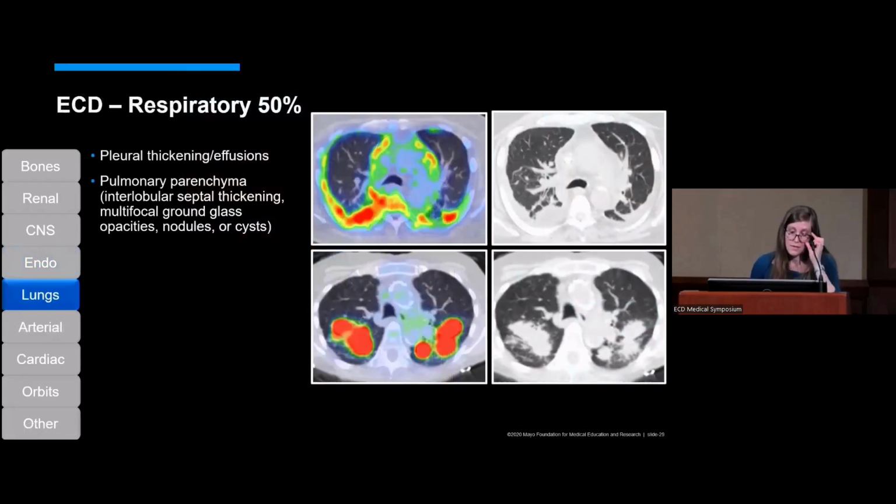Moving on to the lungs, the involvement of the lungs is pretty nonspecific on PET CT and CT of the chest. Commonly, you get pleural involvement or pleural thickening, as you can see in the top images, intensely FDG avid pleural thickening. And then you can get interlobular septal thickening, but can also have just multifocal ground glass opacities and nodules in the lungs, as you can see on the bottom images. There's intensely FDG avid pulmonary opacities bilaterally.